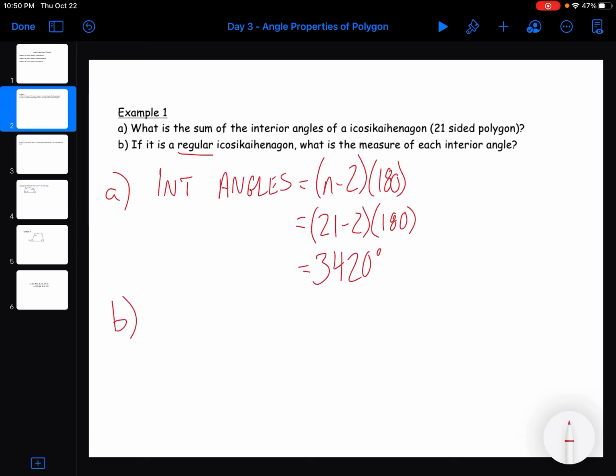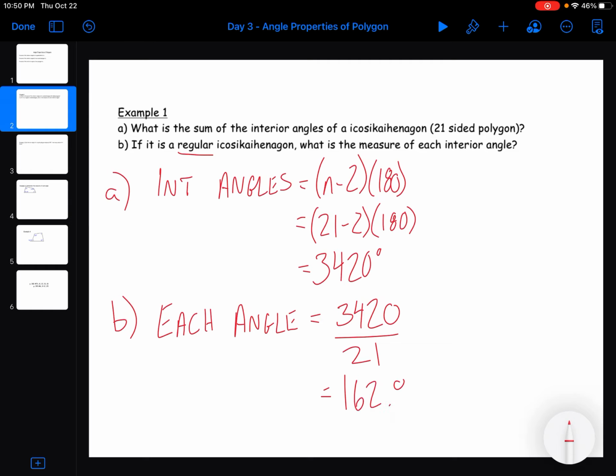Now, if it's a regular polygon, what that means is each angle is the exact same. So if each angle is the exact same, and we know there's 21 sides, well, that means there's 21 angles. So each angle has to be the same. So all we have to do is divide 3,420 by 21. And that's going to give us our final answer of 162.86. There's a whole bunch of decimals, but let's just say 162.86.